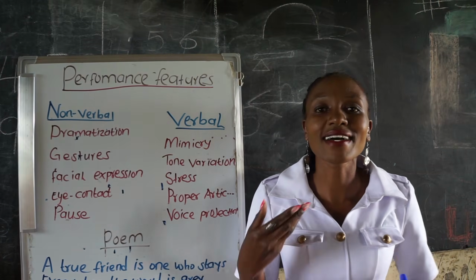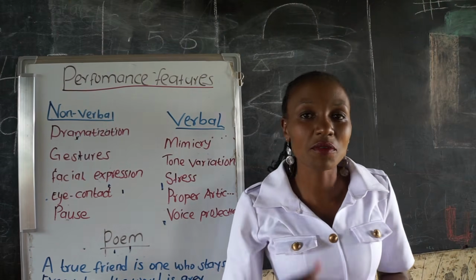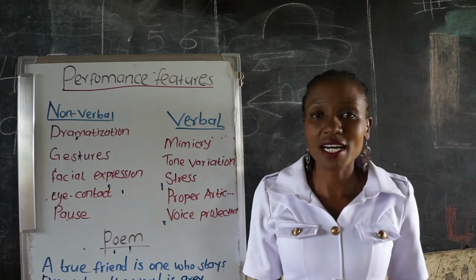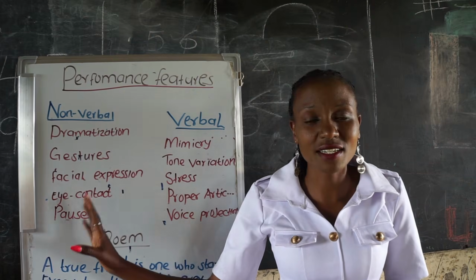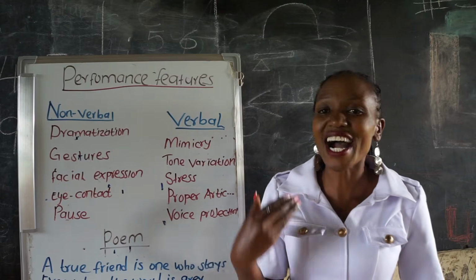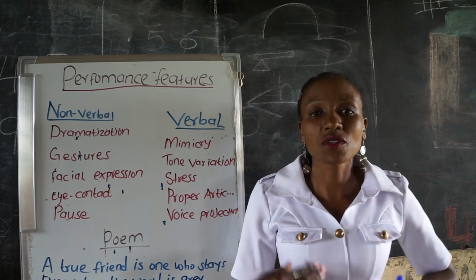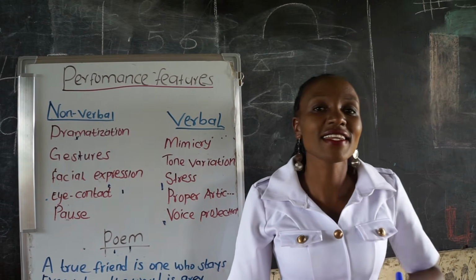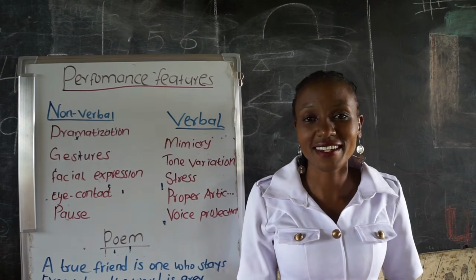These features are categorized into two. First, we have the non-verbal cues and the verbal cues. You might be asked, what are the non-verbal cues that you're going to use to make a narration interesting? For that question, you have to use only the non-verbal. If you are asked the verbal, you just use the verbal. But if the question is general, you can use either the verbal or the non-verbal. Do not confuse the three questions.